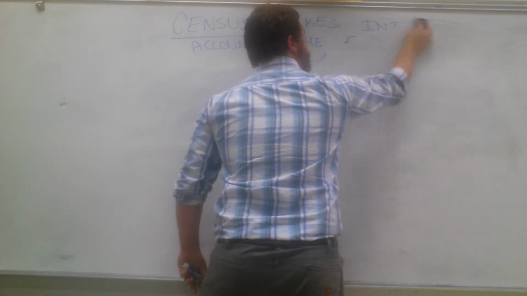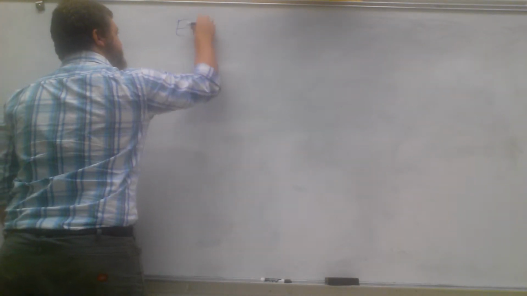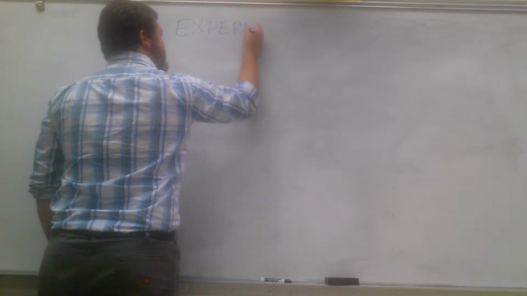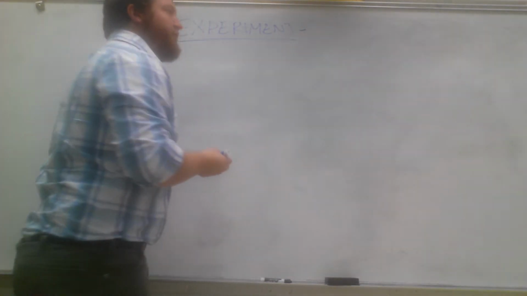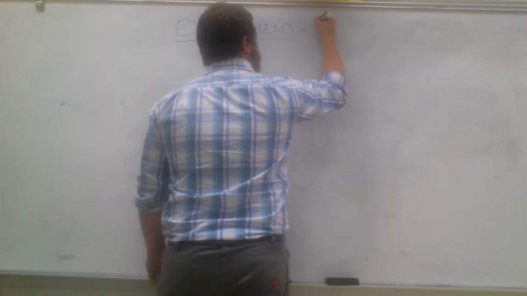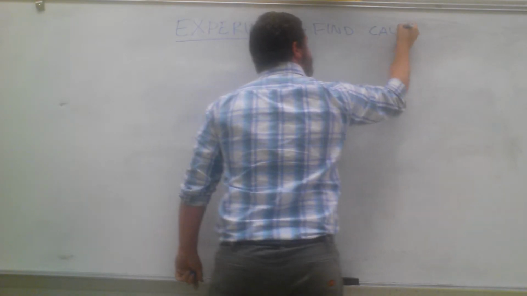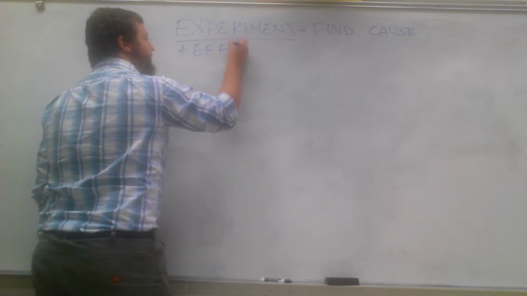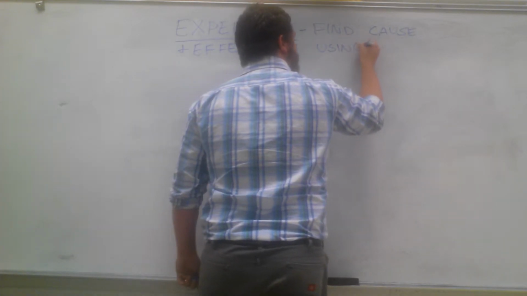Okay? The next way is to do an experiment. Experiment. I don't know what's wrong with me in the mornings, especially Monday mornings. Experiment. In an experiment, okay, you're finding a cause and effect relationship. So, you find cause and effect generally, okay, by using controls, okay?